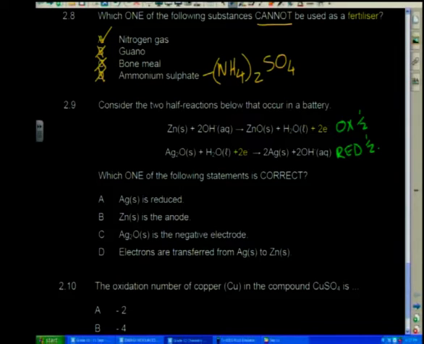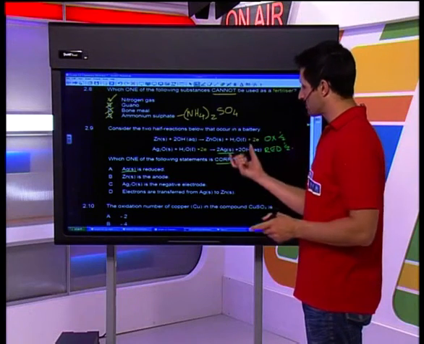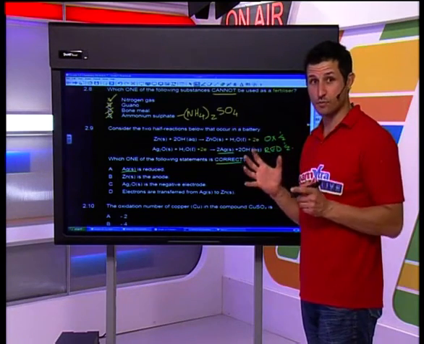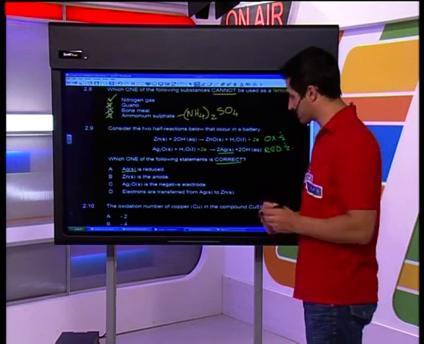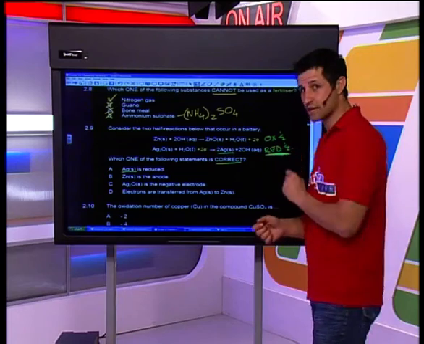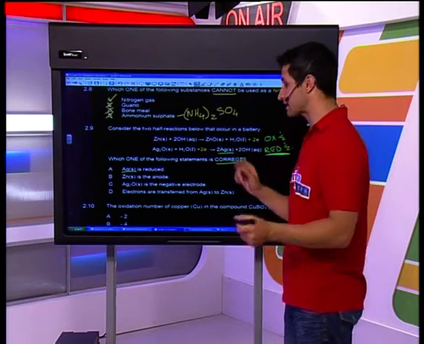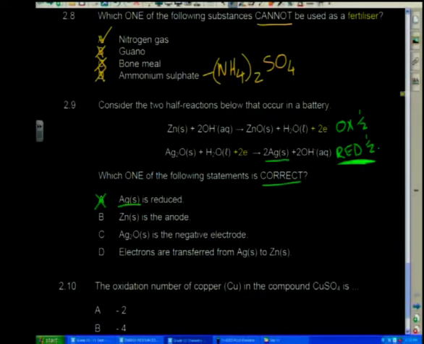Let's take a look. Which one of the following statements is correct? I'm looking for the one which is correct. It tells me that Ag solid is reduced. Well, let's look to see where Ag solid actually is. I see Ag solid over there. Is it possible that it's reduced if it's a product? It's coming out. That can't happen. Let me just repeat that. Ag solid is reduced. This is how tricky your examiners are. I see that the silver reaction has got reduction, and I think, oh, I've got the right answer, but that is absolutely wrong. I cannot reduce a product. Okay?